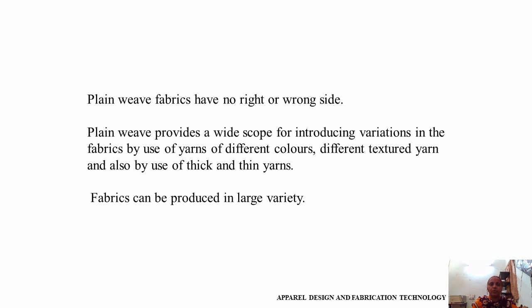Plain weave fabrics have no right and wrong side. Plain weave provides a wide scope for producing variations in the fabrics by use of yarns of different colors, different textured yarns, and also by use of thick and thin yarns. Fabrics can be produced in large variety. So plain weave provides a wide scope for introducing variations in fabrics by using different types of yarns, colors of yarn or textures of yarn. By using thin and thick yarns, you can create variations.